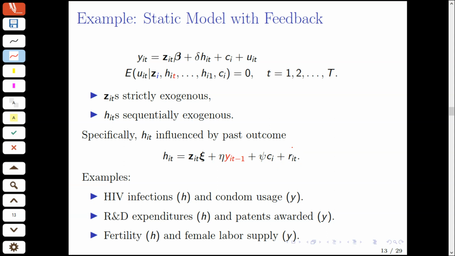You may ask, when is such a model relevant? Well, this type of model has been used for empirical analysis in several cases. For example, it has been used to model the relationship between HIV infections and condom usage, where condom usage in the past certainly affects one's likelihood of contracting the HIV virus in the future. It has also been used to model the relationship between research and development expenditures and patents awarded, and as we've already discussed in a previous example, there are reasons to believe that one's female labor supply feeds back to fertility decisions into the future.